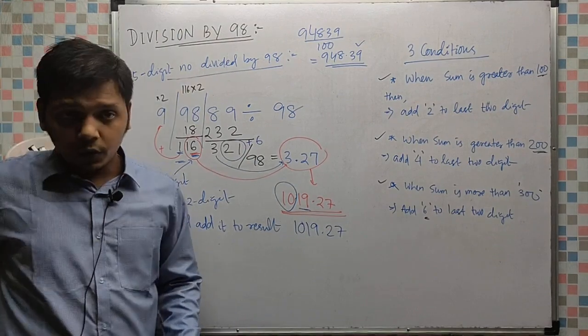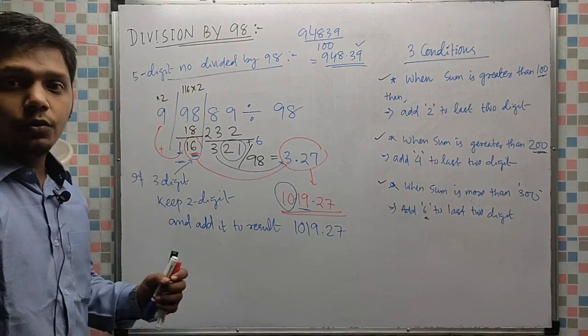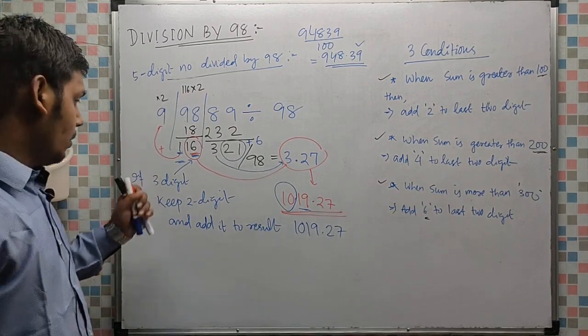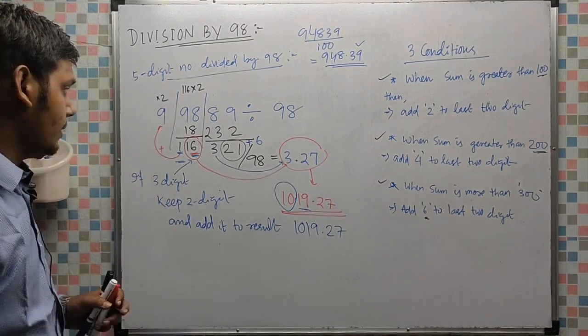So one more number we'll discuss, and one more thing you do, you write all these numbers whatever I am explaining in your copy. So one more number we'll discuss.